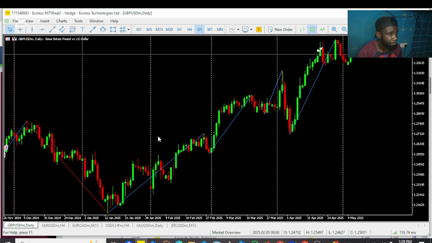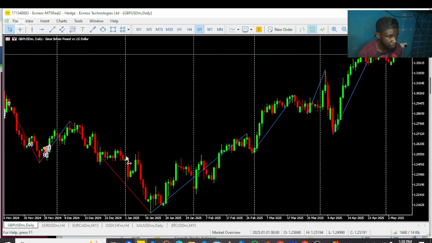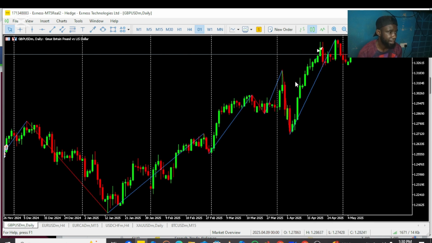As a trader, you should start analyzing your chart from the higher time frame. The higher time frame will give you the valid trend of the market. So let's check this chart. This is GBP USD, and this is the daily time frame. Let's start from the daily time frame.